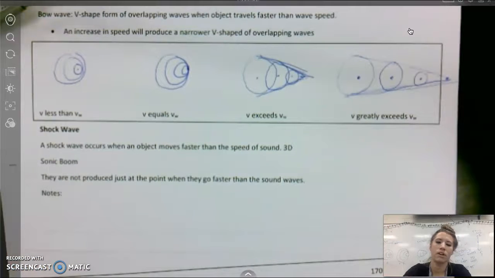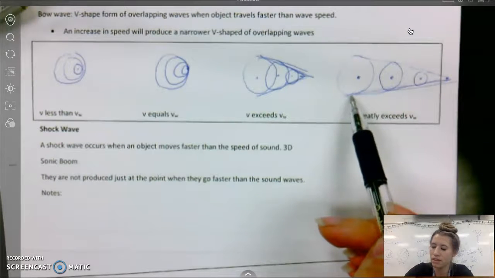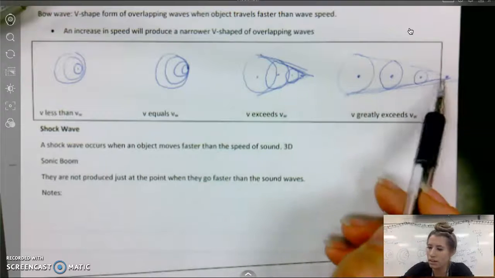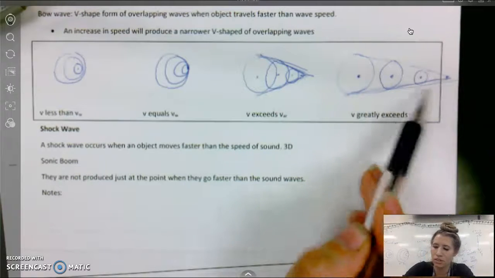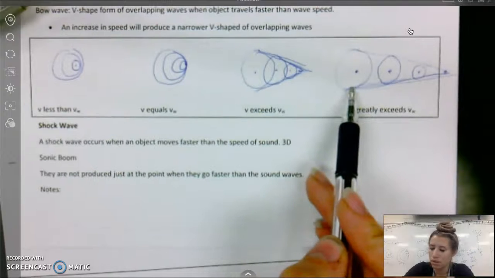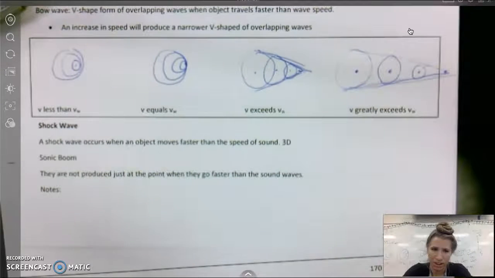Shockwaves occur when an object moves faster than the speed of sound. Okay, and so what happens is these sound waves, they kind of all gather up on top of one another because the object's moving faster than the sound wave that it produces. And so then when this part of the cone hits the ground, you kind of hear that sound almost all at once. And so that's what a sonic boom is.